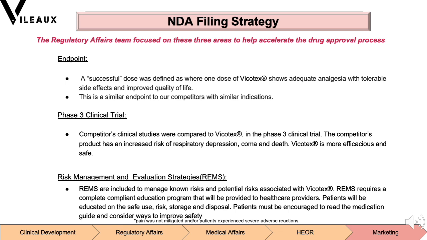Risk management and evaluation strategies are included to manage known risk and potential risk associated with Vicodix. REMS requires a complete compliant education program that will be provided to healthcare providers. Patients will be educated on safe use, risk, storage, and disposal. Patients must be encouraged to read the medication guide and consider ways to improve safety.